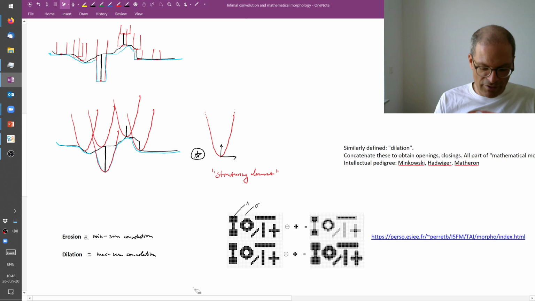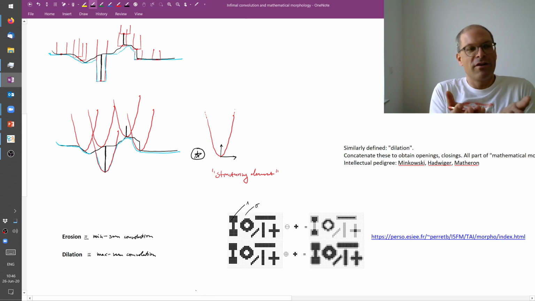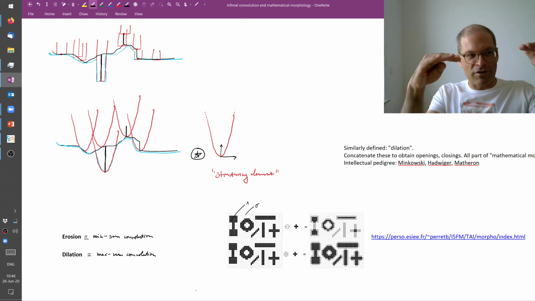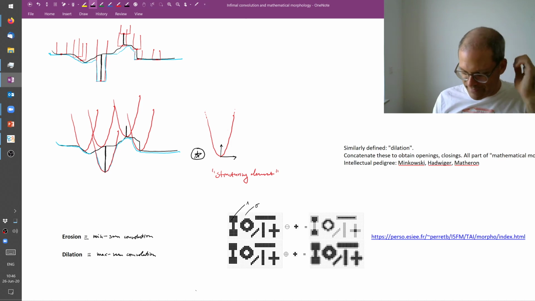So you want to use, in the erosion, structuring elements which are bounded from below, and for the dilation, you want to use structuring elements which are bounded from above.